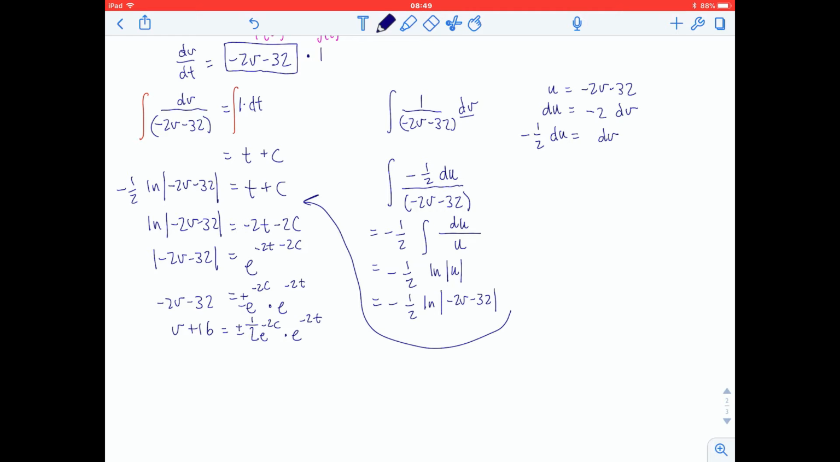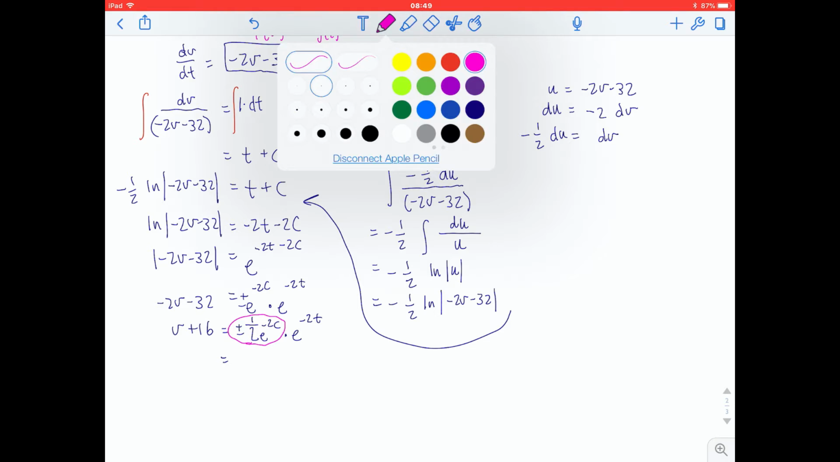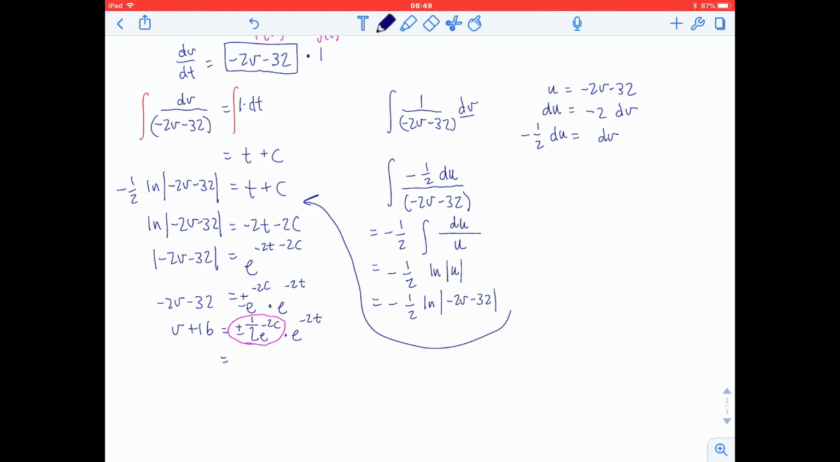Now that looks like a lot of work. Why did I do that? Well, I can take all of this and combine it into a single new constant and just say, let's make this new constant a, and that becomes a e to the -2t, and that is equal to v plus 16. And now I can just solve for v and get that v is going to be equal to a e to the -2t minus 16.